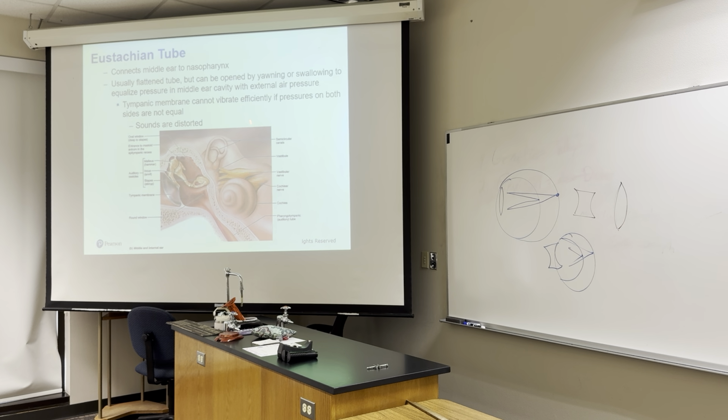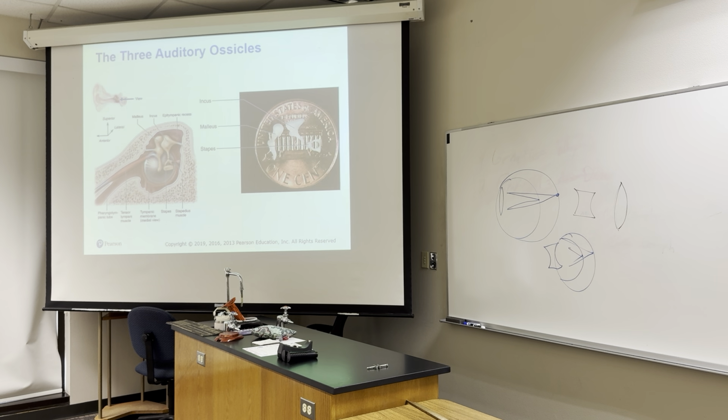So the tympanic membrane cannot vibrate efficiently whenever there is no equal pressure on both sides, and sounds are distorted. So you have these three smallest bones in the middle ear, right? What are the names of those? Malleus, incus, stapes. These are also called the three auditory ossicles.